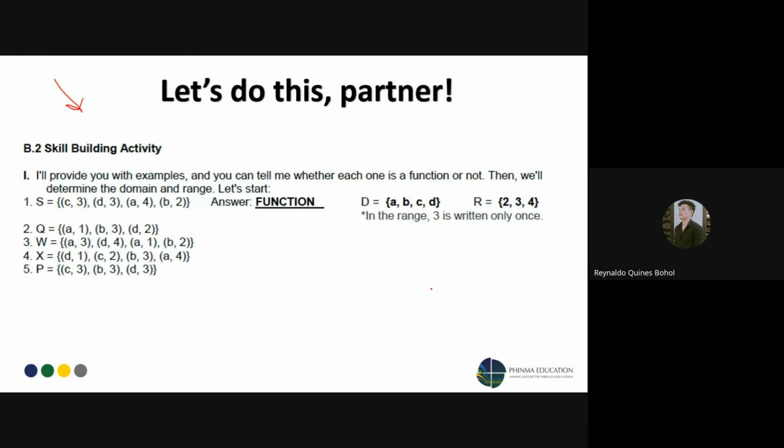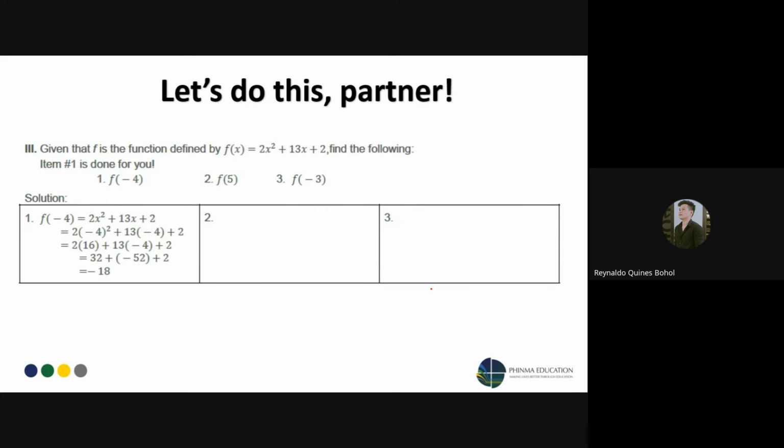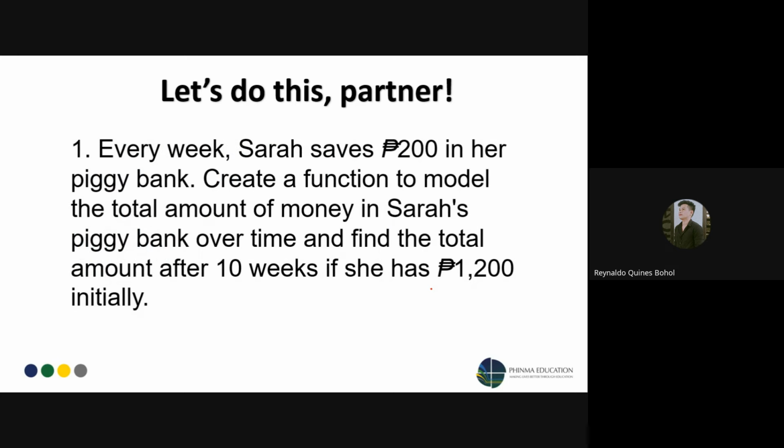So this is by partner. You're going to pass it in the face-to-face class on Friday. So please take a screenshot of this one. 1, 2, 3, 4, 5, 6, 7, 8, 9, 10. Screenshot it and post it in the GC. Next is, given that f is the function defined by f of x, items 1 to 10. And for the last one, every week, Sarah saves 200 pesos in her piggy bank.